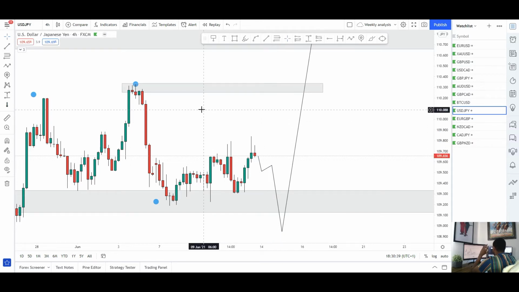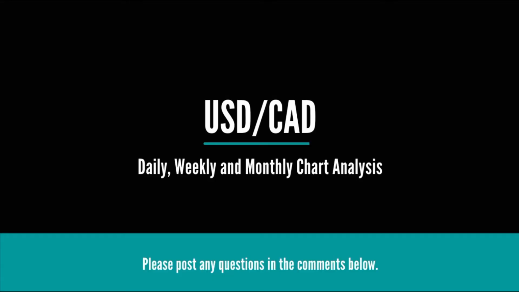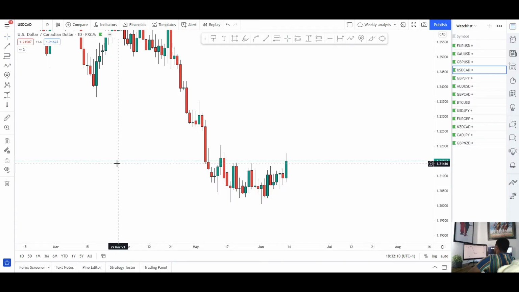So targeting that 110,300 area as first target if we can get a bounce off this, and then second target will be the 110,800 up there. And next we've got USD CAD. Okay, so now we've got USD CAD.